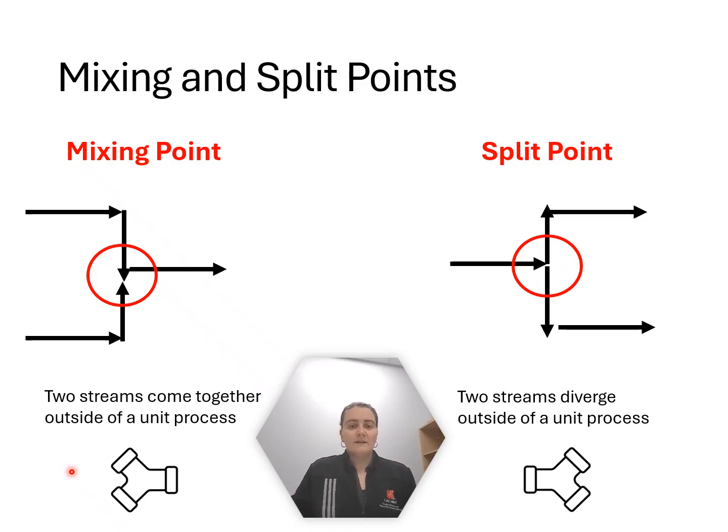Now a split point is the mirror image of that. So two streams diverge outside of a unit process. Mixing points and split points are going to be boundaries we can balance about. So that's going to be important for us going forward.